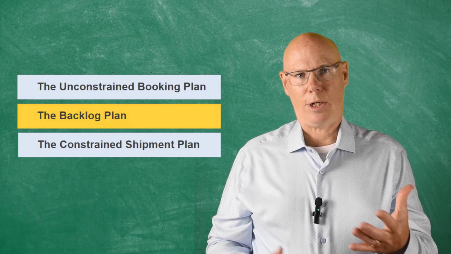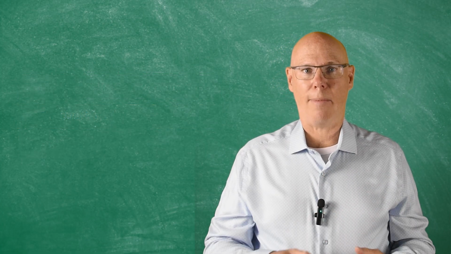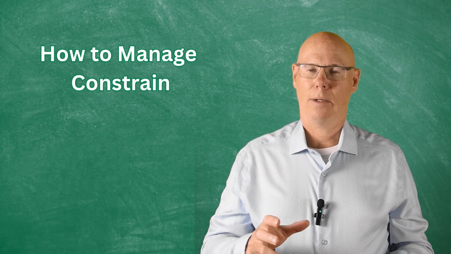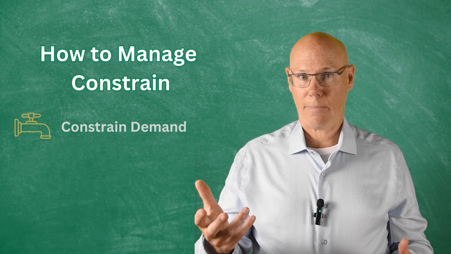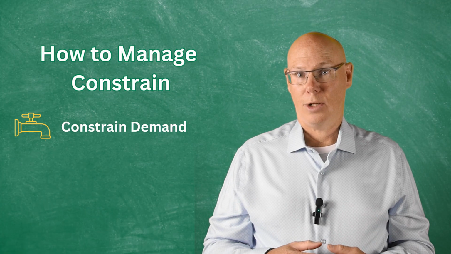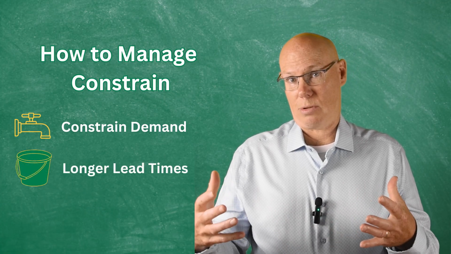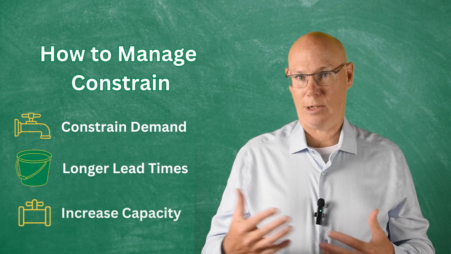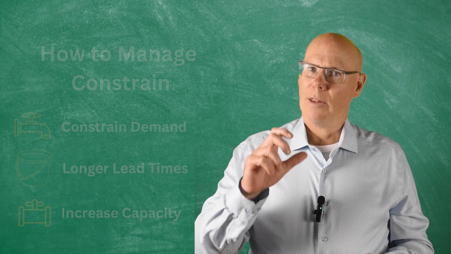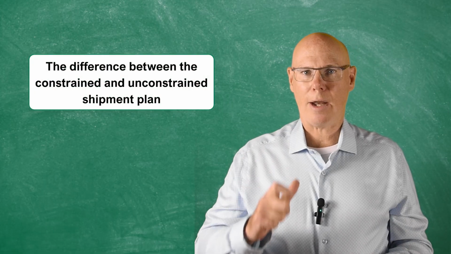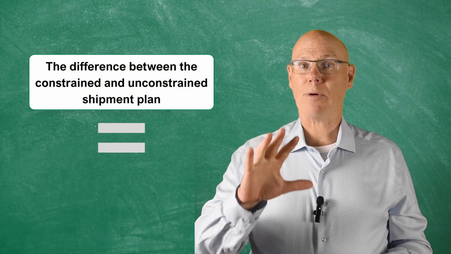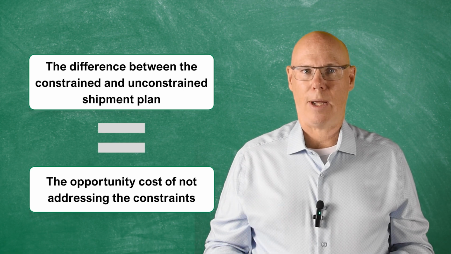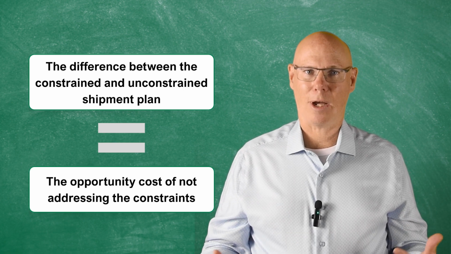Management's decision, which should be an obvious outcome of the S&OP process, is how to manage that constraint. Do we close down the tap or constrain demand? Do we get a bigger bucket, which increases lead times? Or do we get a bigger spigot, increase our capacity? The difference between the constrained and unconstrained shipment plan represents the opportunity cost of not addressing your constraints. A valuable thing to understand.